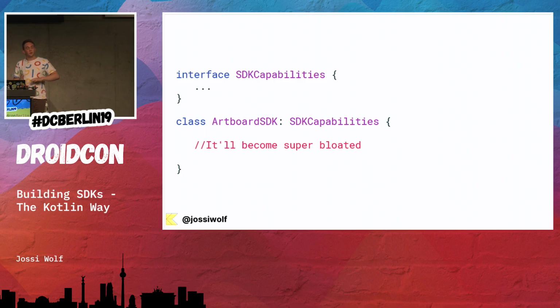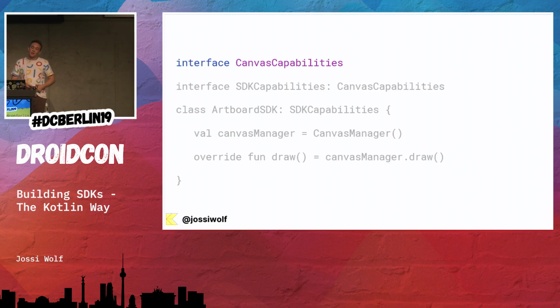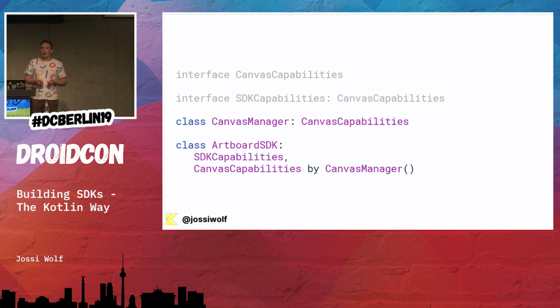So you start splitting up stuff into, for example, CanvasCapabilities. Your SDKCapabilities extend CanvasCapabilities, and they have that now in there. And now your ArtboardSDK has to implement that. You start pulling out stuff into what you call a CanvasManager, and then you forward calls to the CanvasManager, and it all just becomes super, super bloated, which is not what you want. Even though you don't have any domain-specific logic in there, it's just a lot of noise in your code, which you can avoid by using this awesome thing.